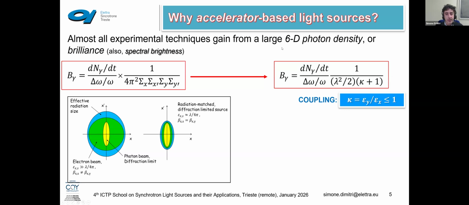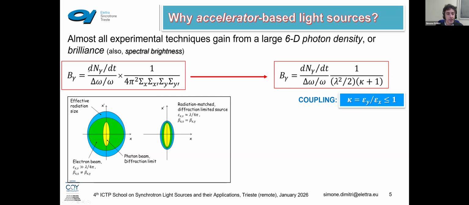So the 6D is referring to horizontal, if you are referring to light for the moment, and that's what the brilliance parameter is referring to. So it's a density of photons in horizontal position, horizontal divergence, vertical position, vertical divergence, longitudinal position or time coordinate, and the frequency, which is also equivalent for a photon to photon energy. So these are the 6 parameters identifying a 6D volume of the light pulse.